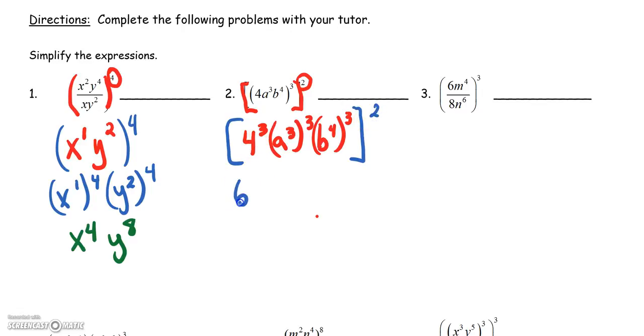4 cubed we know is 64. A cubed to the third power, we have exponents to exponents, so we'll multiply to give us a to the ninth. And the same thing for b. So 4 times 3 is b to the 12th. We still have to square that at the end.